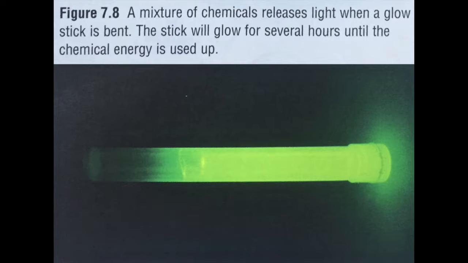Glow sticks, often used as emergency signal lights, produce light by chemiluminescence. In a glow stick, a breakable barrier releases two liquids. Bending the stick causes the barrier to break. The liquids mix and cause a chemical reaction that releases light, as shown in Figure 7.8. Figure 7.8. A mixture of chemicals releases light when a glow stick is bent. The stick will glow for several hours until the chemical energy is used up.